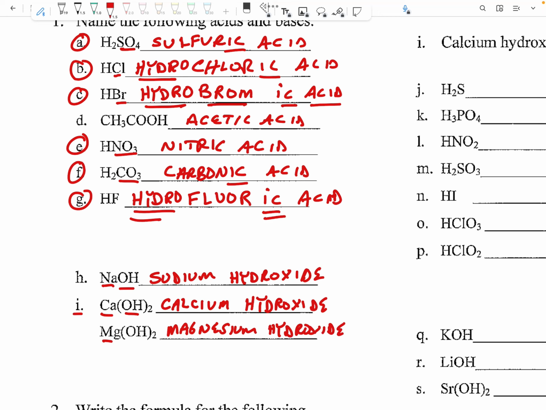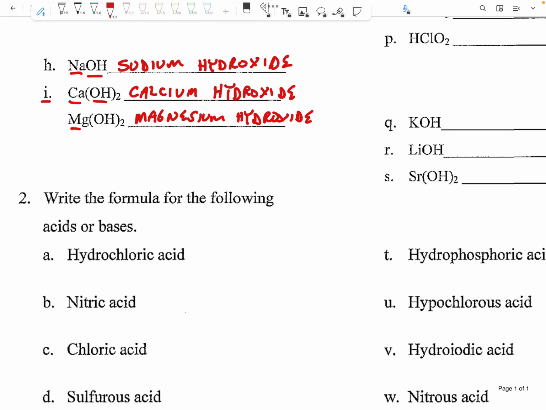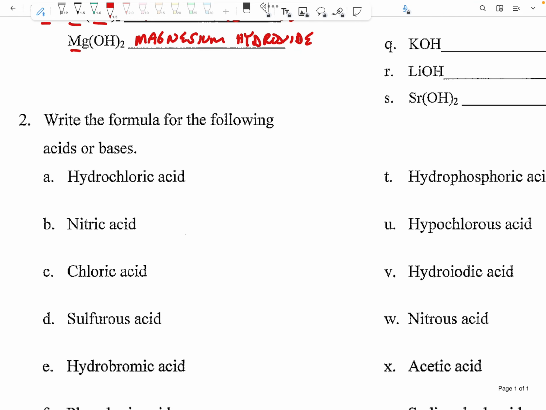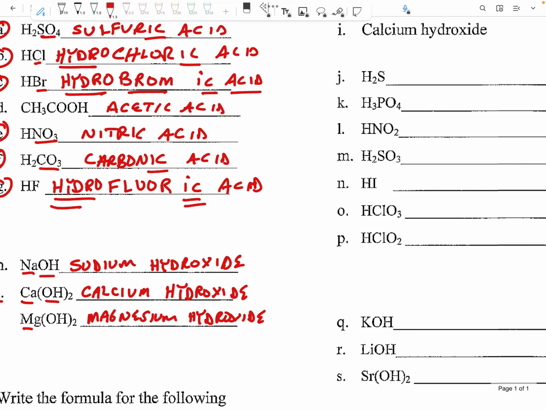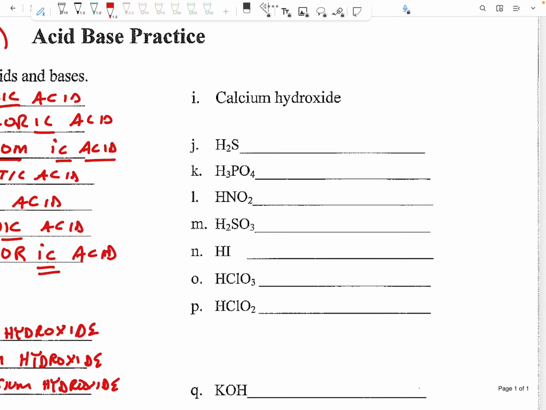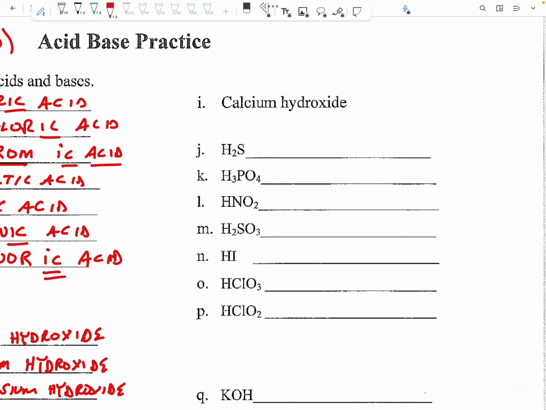Okay. Now, this number 2 is going to be a little more difficult. I'll get to that a little bit later. Let's go and talk about a couple other ones, right? Let's look at this one right here, okay? So NO2 is not a nitrate. If you go to your polyatomic ion chart, NO2 happens to be nitrite.